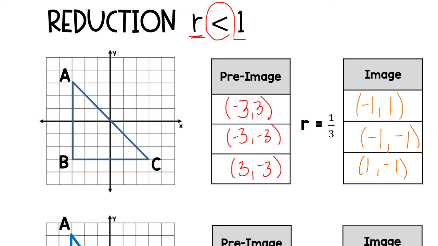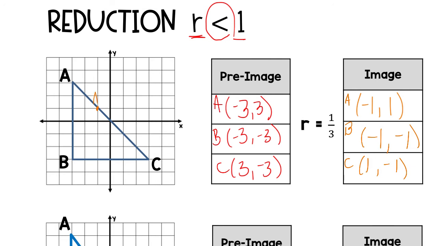Let's plot points for our new image. Let me write these down. This is A and B and C, and this was A and B and C. Should have written those better. Sorry about that. So the new A is at -1, 1.